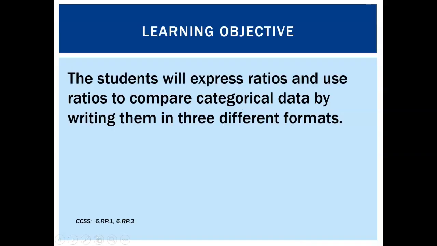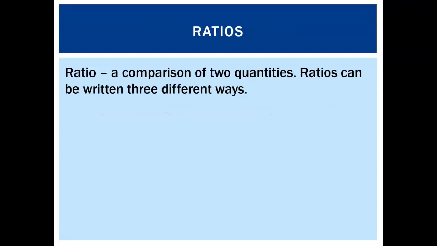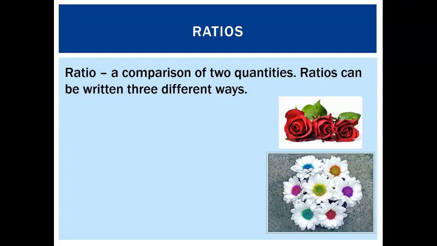Today's learning objective is students will express ratios and use ratios to compare categorical data by writing them in three different formats. A ratio is a comparison of two quantities. Ratios can be written three different ways.